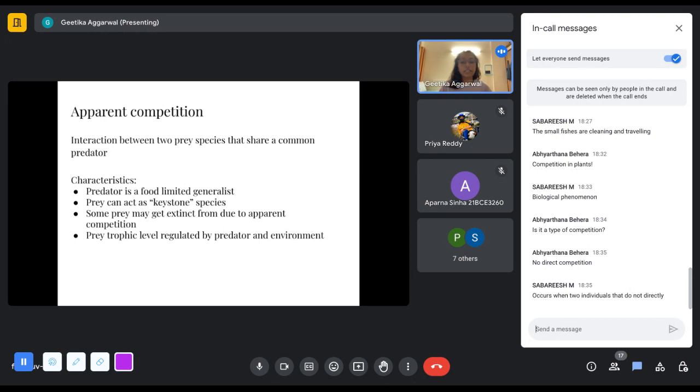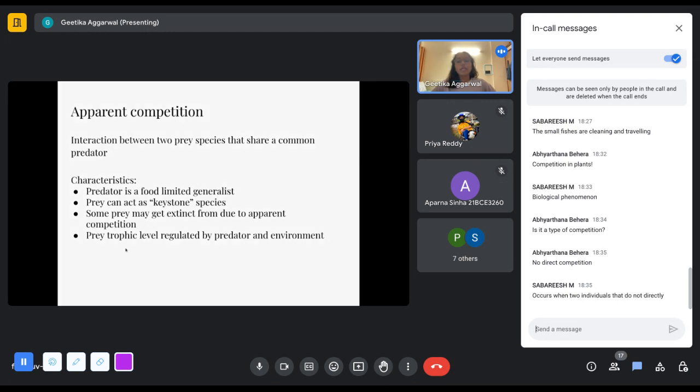So the third characteristic is that some prey get extinct due to the apparent competition. The other prey species, that was B in this case, might get extinct because of the increased predator pressure. The predators may be consuming them so fast that they are just getting extinct from the ecosystem.